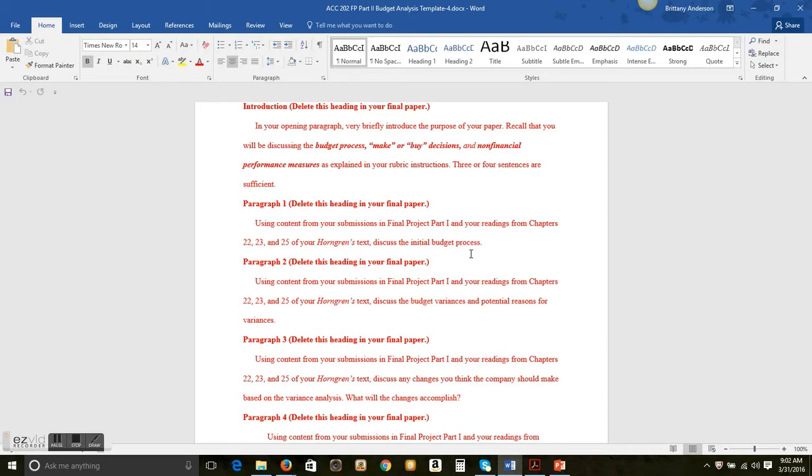Okay, I've seen some really good papers in the past that have really hit it home when they're talking about that initial budget process. If your book is vague and you're having a hard time with that, look for external sources. You can look for articles, other places where you have found information on budget process. But again, what we don't want to see there is that you're just telling us how you do each step.